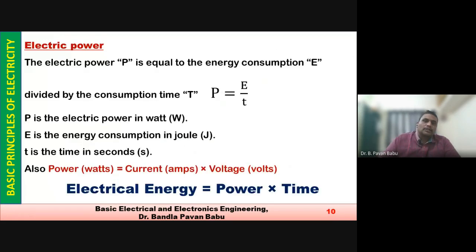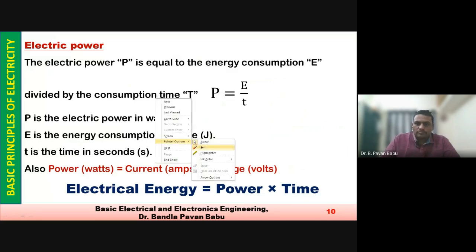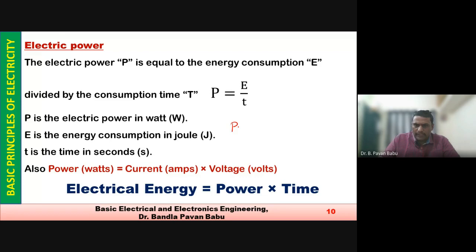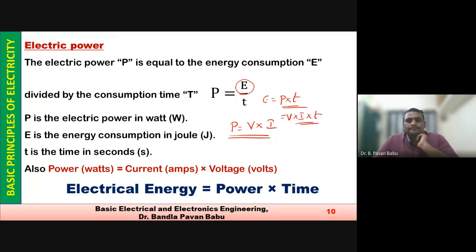Next, coming to the electric power. I hope I need not take much time on this. We all know power equals voltage into current, the product of voltage and current. If I want to know the electrical energy, it can be termed as the power into time, or else voltage into current into time.